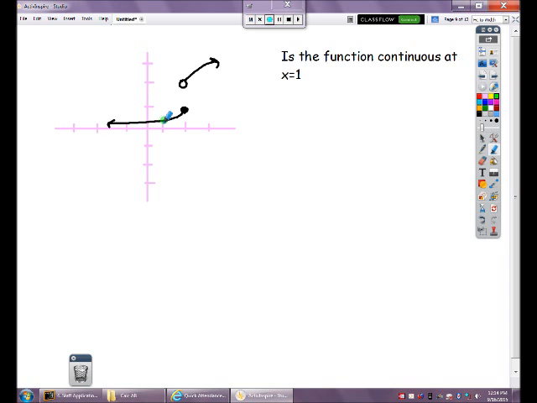The function at 1 exists. The f of 1 is 1/2. And the limit being 1/2 and the function being 1/2 both exist at the same point. So yes, all three bullet points check out. I am continuous at x equals 1. You can be continuous at a point, or you can be continuous throughout an entire function, throughout the domain. Throughout the domain on this one, no. At x equals 1, yes.